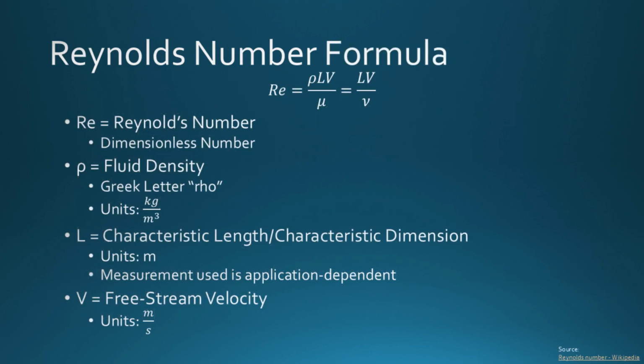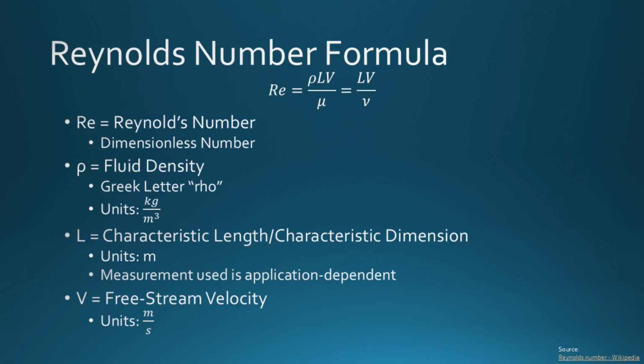So here is the formula for the Reynolds number. It is Re equals rho LV over mu, or it can also be written as LV over nu. So Re is going to be the Reynolds number. It is a dimensionless number, so it has no units. Rho is going to be the fluid density. It is going to be in units of kilograms per meter cubed.